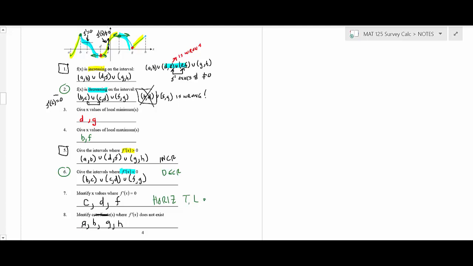And then the places where the derivative does not exist would be endpoints, sharp points, and any place where the function is discontinuous. This function is continuous everywhere. So you have an endpoint at A, you have a sharp point at B, you have a sharp point at G, and an endpoint at H. That's it. So those are the answers you should have gotten on that problem.